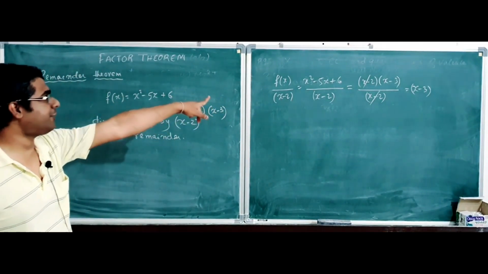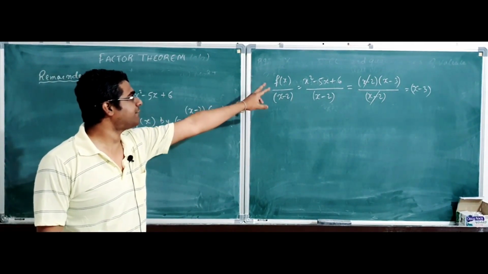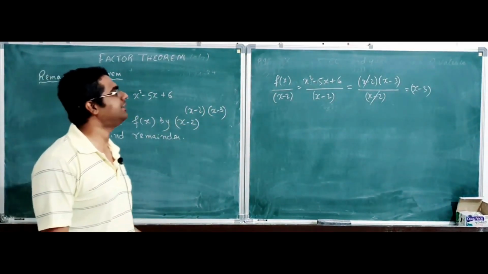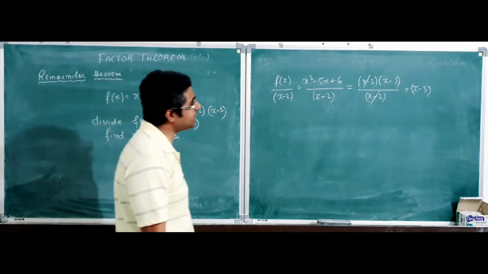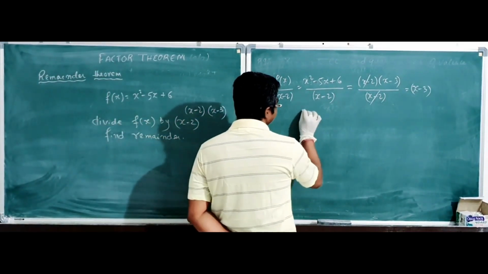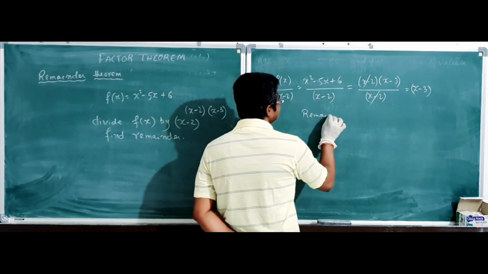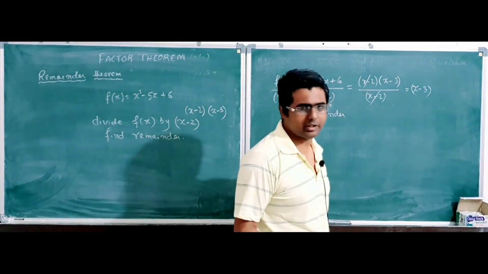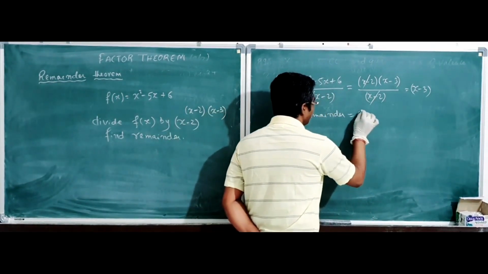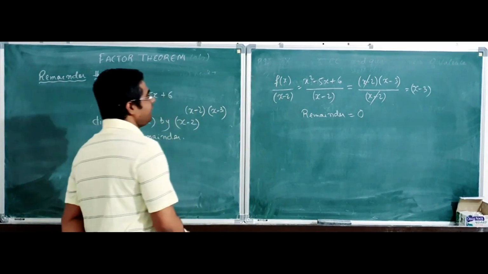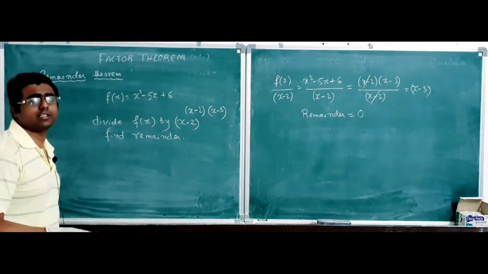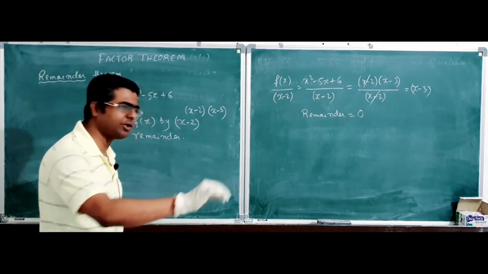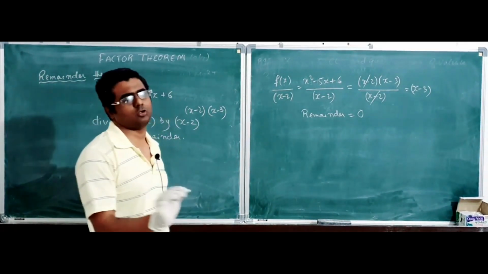So this is the way that you find the value of f(x) divided by x minus 2. But did you get any remainder? No, because it was exactly divisible by x minus 2. So what is the remainder over here? If it is exactly divisible, suppose you divide 6 by 2, do you get any remainder? No. So the remainder will be 0. Clear? So if x minus 2 is a factor of this polynomial, then what will be the remainder? The remainder will be 0.